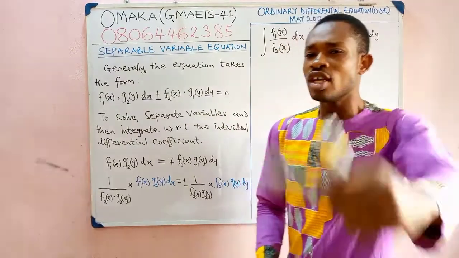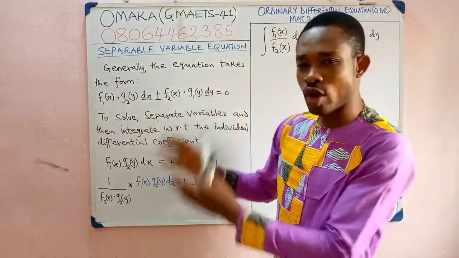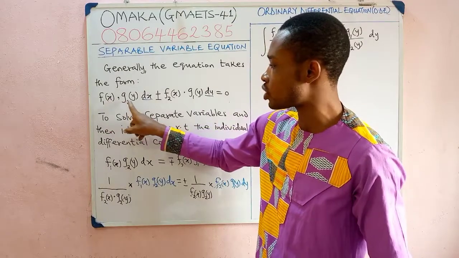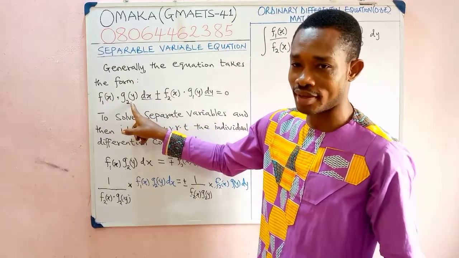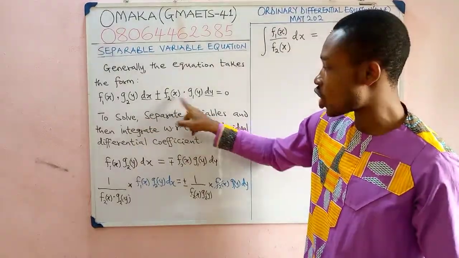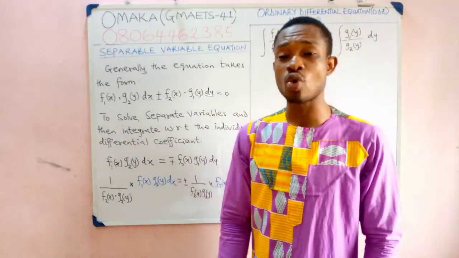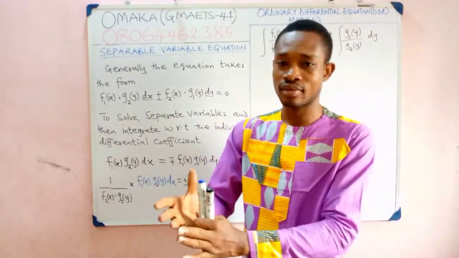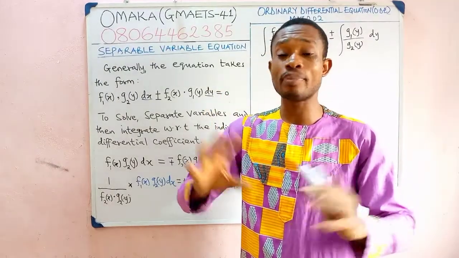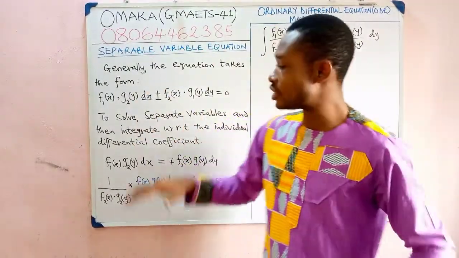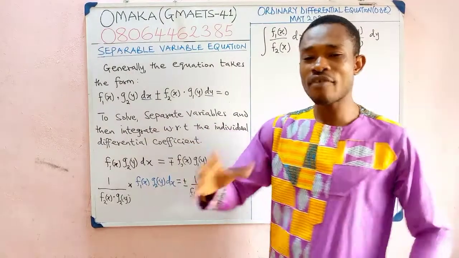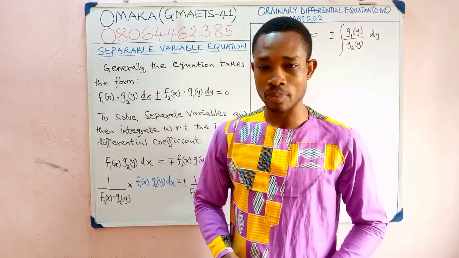Now however, in a separable variable equation, you have a function of x multiplying a function of y, and then a function of x also multiplying a function of y. That is the form in which a separable variable equation generally takes. Although there are still special forms of it, in general, this is how they usually appear, where functions of x and y are being multiplied.